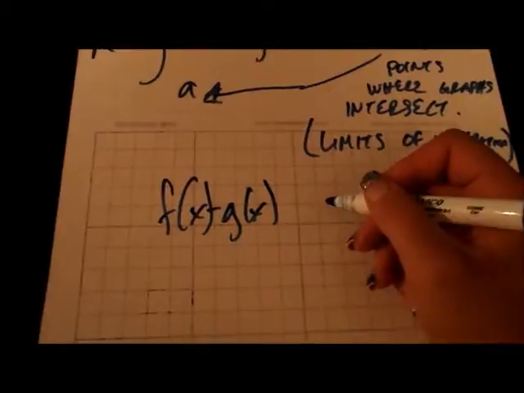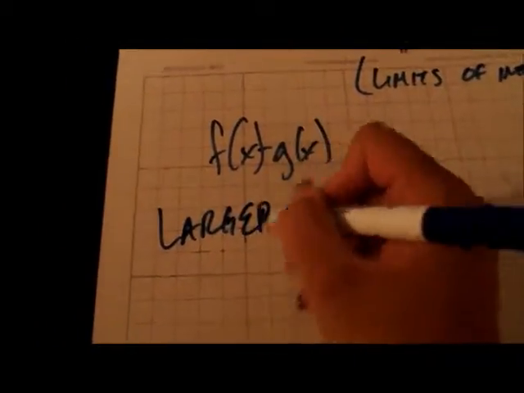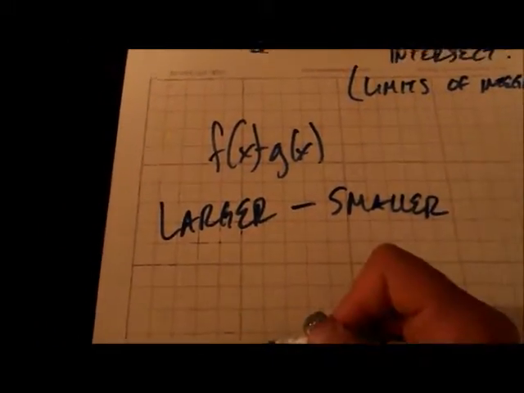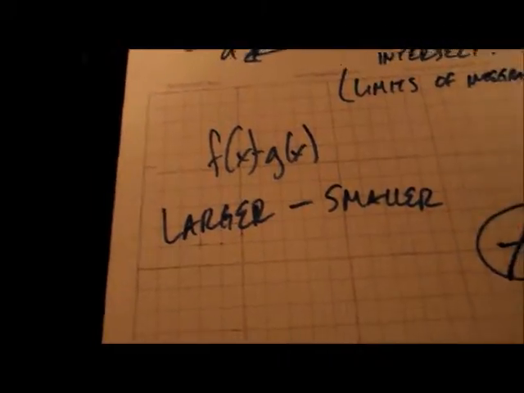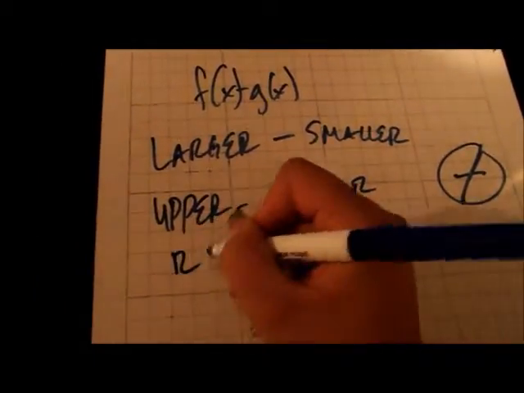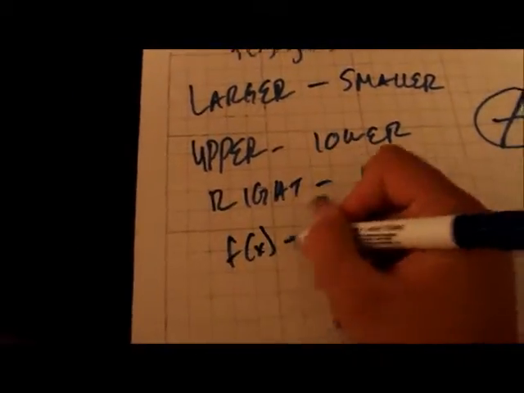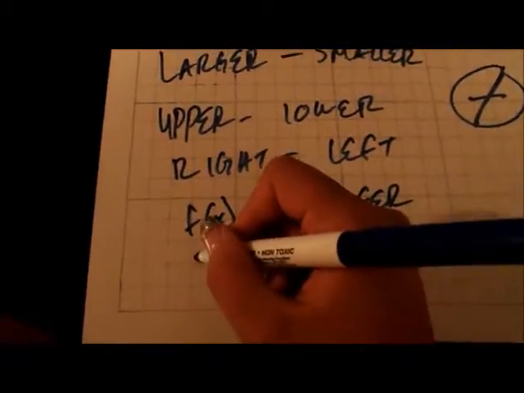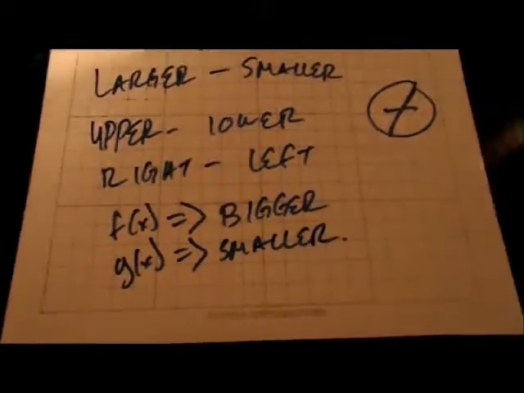And f of x minus g of x is always the larger graph minus the smaller graph, because otherwise the area would come out as negative, and that's not right. It can be the upper minus the lower graph, the right minus the left graph, but f of x is always the bigger graph, and g of x is always the smallest.